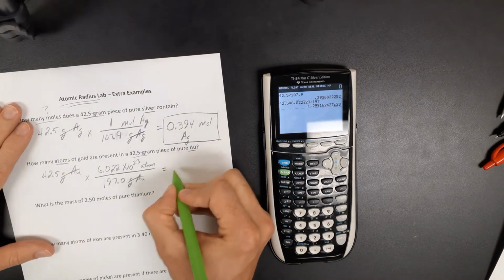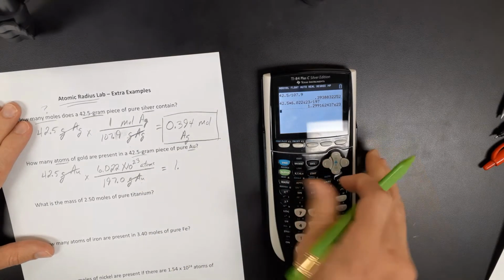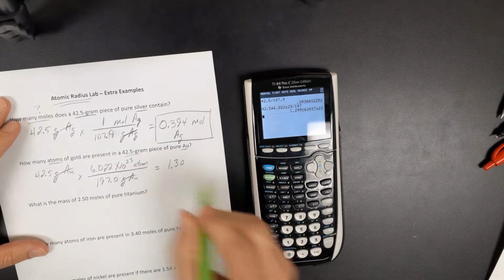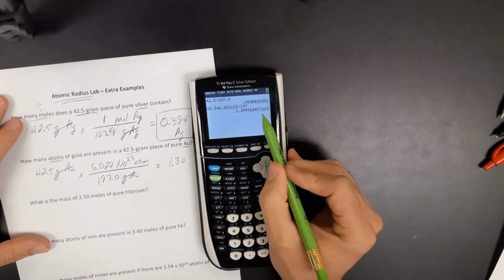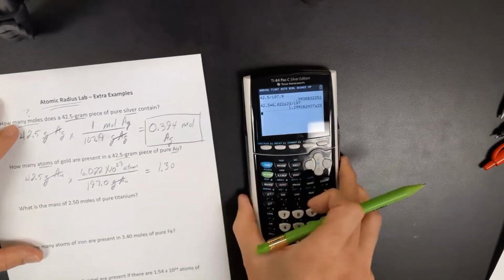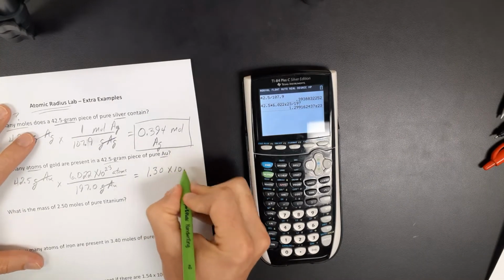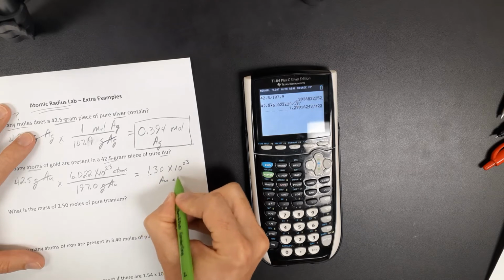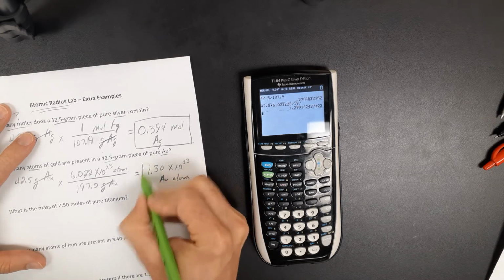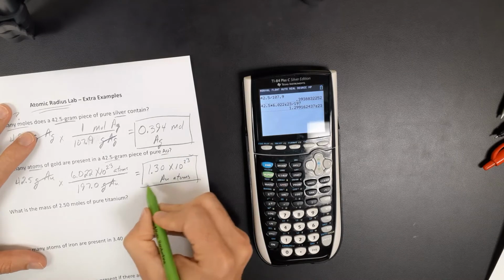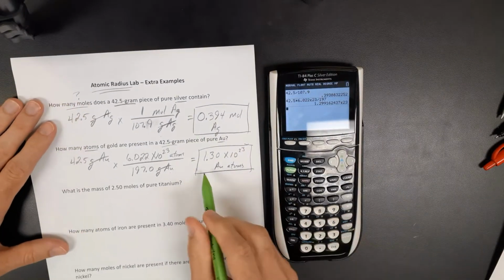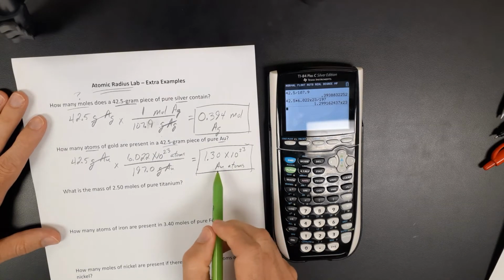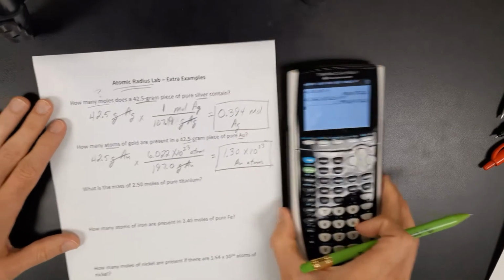All right, so this gives me 1.299. I'm going to round that up to 1.30. But then out here at the edge, I notice this is times 10 to the 23rd power. You should have a very large number of atoms. You shouldn't be calculating small numbers of atoms here. All right, so 1.30 times 10 to the 23rd atoms of gold, or gold atoms.